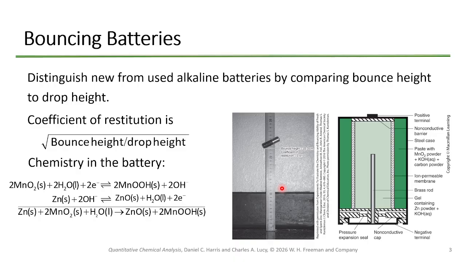Now, interestingly enough, this is kind of a funny example of how things have changed over time: you can actually distinguish new from used alkaline batteries by comparing bounce height. So if you literally just bounce them and see how high they go, let's do it again. You can actually tell if it's a new or an old battery. You can use this yourselves, by the way. You just take a battery you know is used and a battery you're not sure about and bounce them. Well, that's going to depend on the bounce height, right?